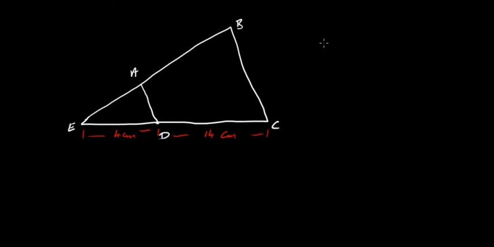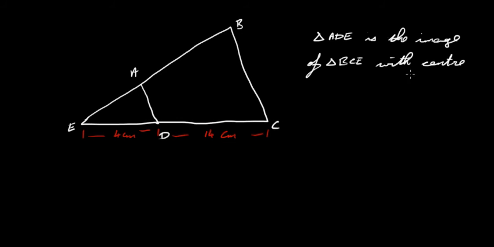Now, we're just given another bit of information here. We're told that the triangle ADE is the image of the triangle BCE with center of enlargement E. So this here is our center of enlargement down here at E. This small triangle here, ADE, is the image of this large triangle here. So our k is going to be less than 1.